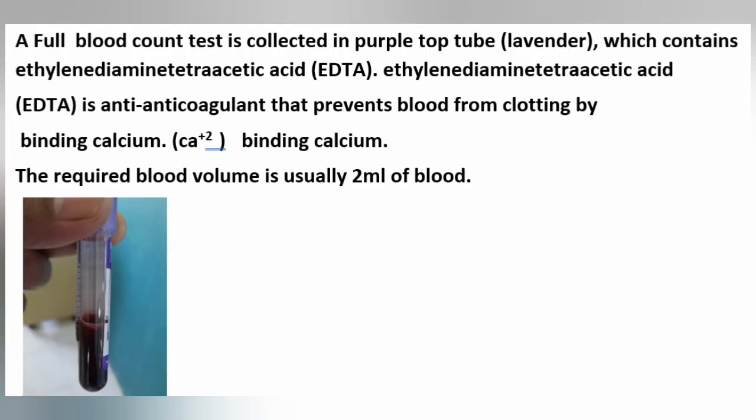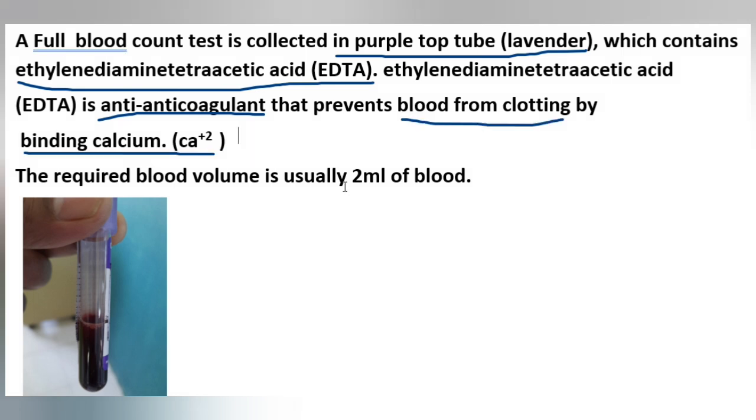The blood sample is collected in a purple top tube. A similar name for this tube is the lavender tube, which contains ethylene diamine tetraacetic acid, short form EDTA. EDTA is an anticoagulant that prevents blood from clotting by binding calcium. The required blood volume is usually 2 milliliters of blood.